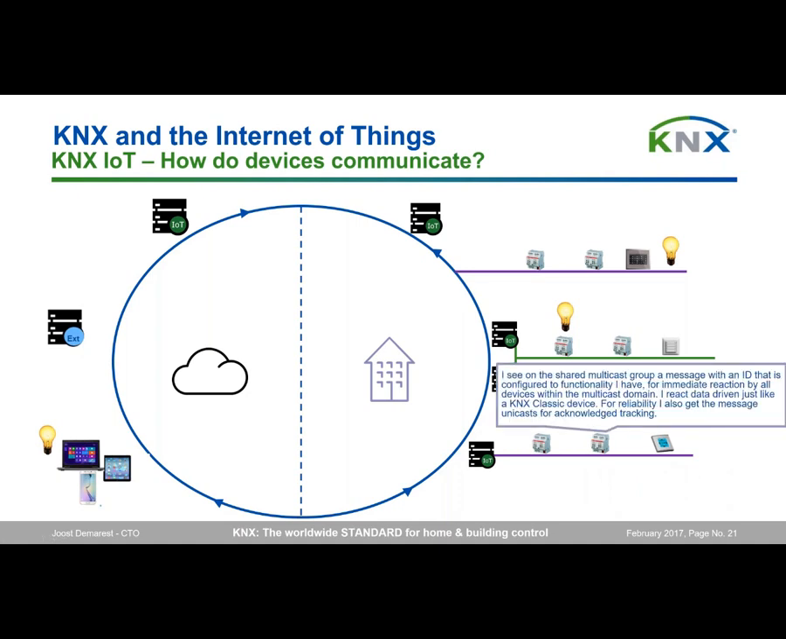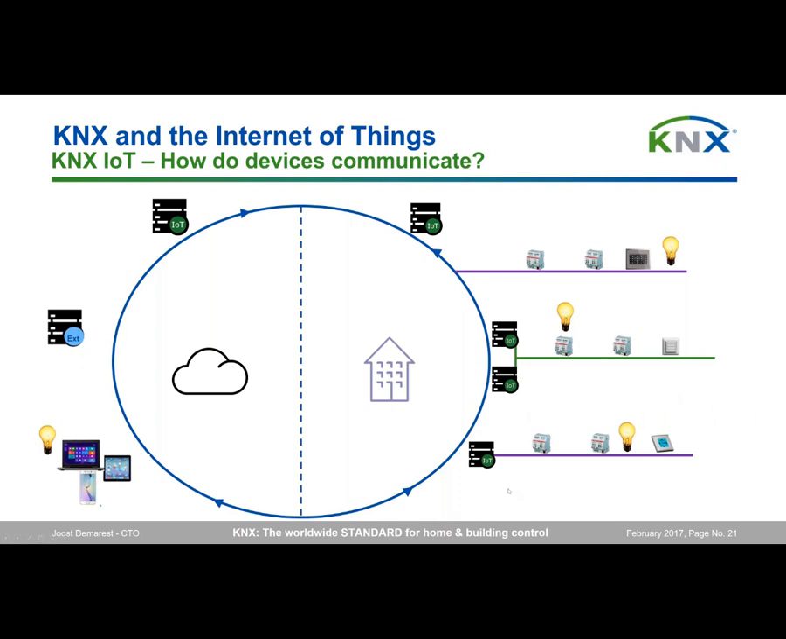Then this device would say, I see on the shared multicast group a message with an ID that is configured to the functionality I have for immediate reaction by all the devices within the multicast domain. So I react data-driven, just like any KNX Classic device. And for reliability, I will also get this message unicast for acknowledged tracking. So it will then also switch on this light.